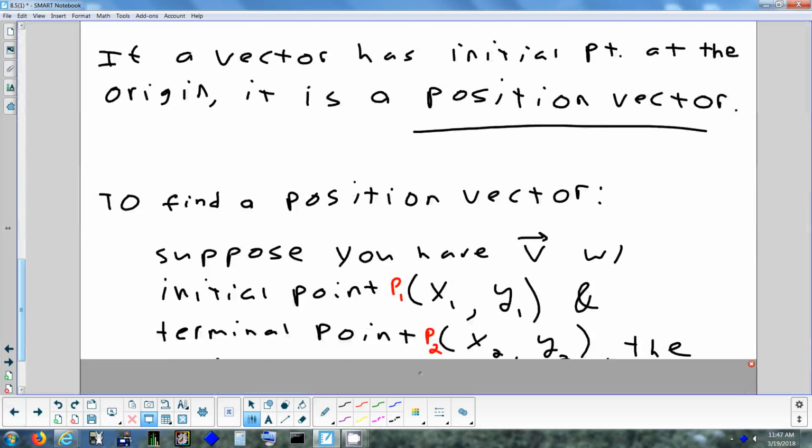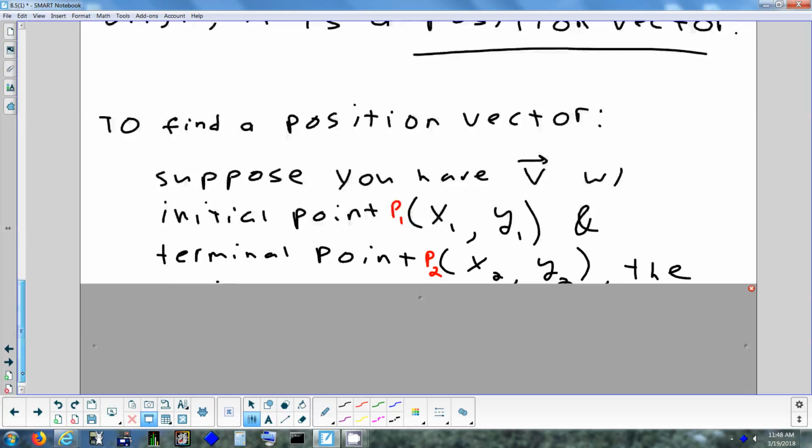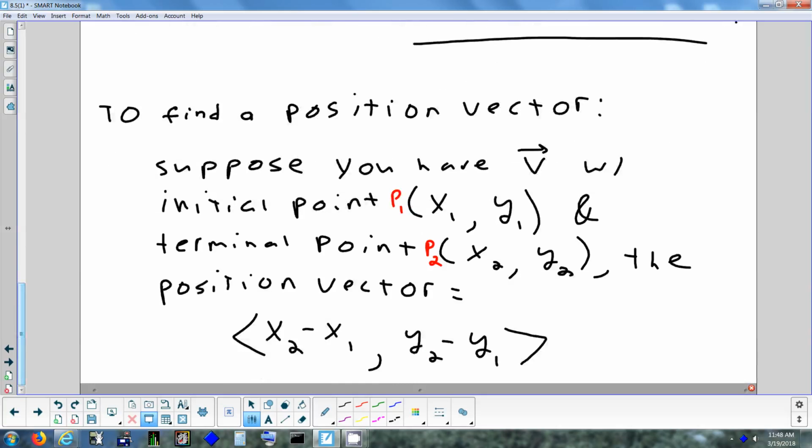So, to find a position vector, you're going to be given 2 points, 2 coordinates. We'll call them P1 and P2. If you come across a problem and it doesn't tell you which one is initial and terminal, assume P1 is initial, P2 is terminal. To get the position vector, you're going to subtract. And the order is important. Terminal minus initial for the x's, terminal minus initial for the y's. And that's what you guys just did on the other page.